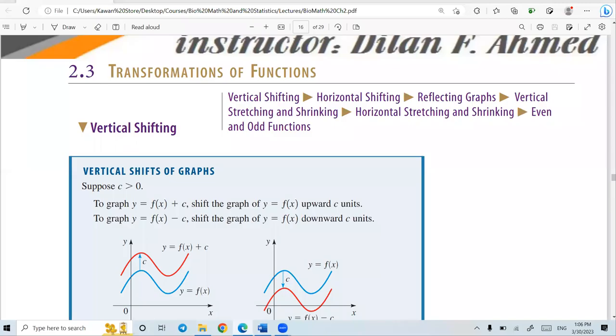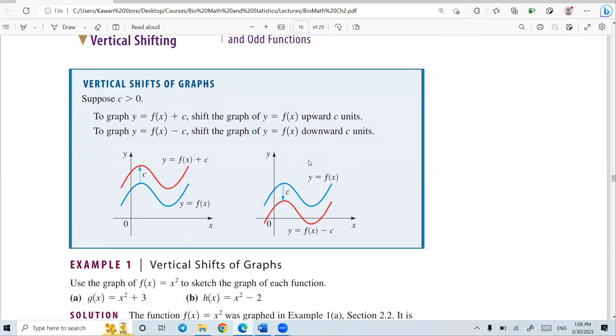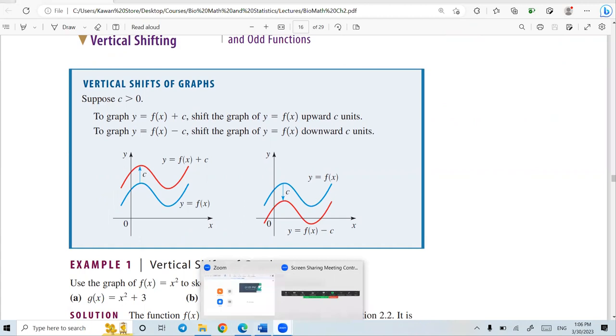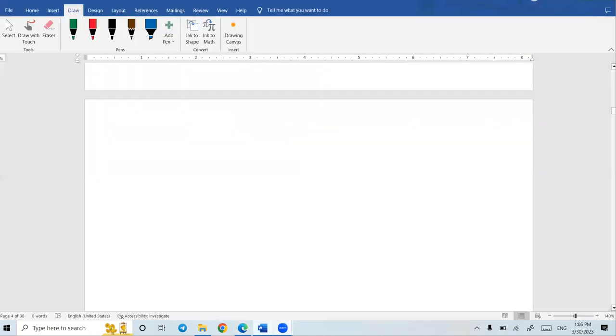Okay. Welcome back again. Look here, we have 2.3. Now we are going to manipulate the graph. What do you mean by manipulating? I mean shifting up, shifting down, right, left, reflecting about the x and y axis. Look here, dears. We have two things, outside and inside the function.